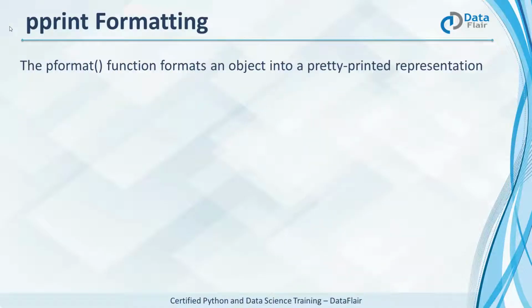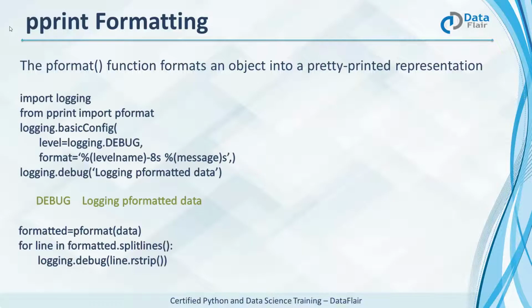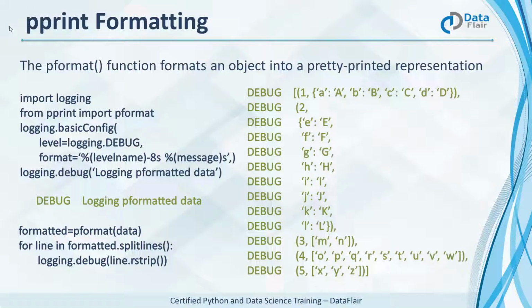The pformat function helps format a Python object into a pretty printed representation. This is a basic logging program. Data is that list from the previous example. We call pformat on this and call it formatted. For each line in this, we debug it while removing trailing white spaces. The first tuple fits in one line, but the second is longer, so it is split over multiple lines.